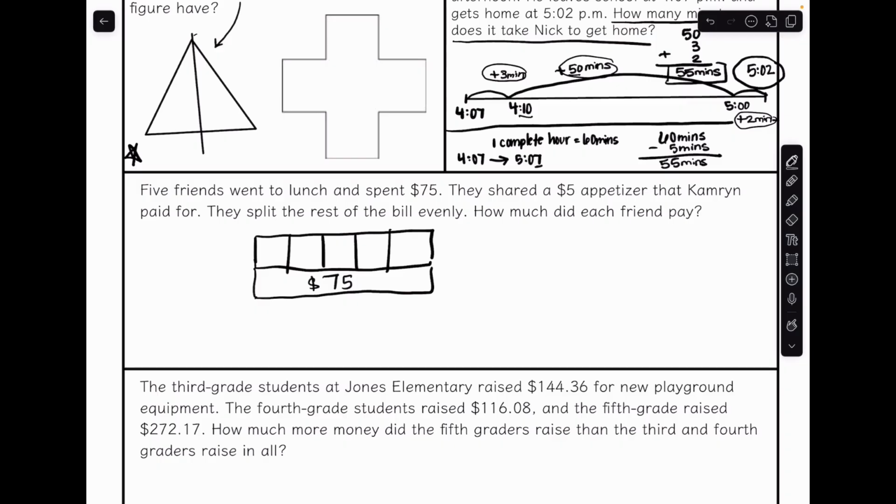But they shared an appetizer that Cameron paid for. So out of that $75, 5 of those dollars Cameron took care of. They split the rest of that bill evenly. So how much did each friend pay? My first step, I need to take out that $5 that Cameron paid for. So that would be 75 minus 5. After that, they split the rest. So that is divided by 5.